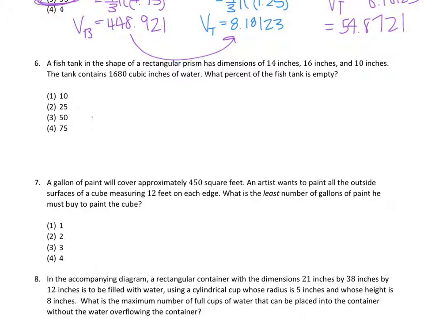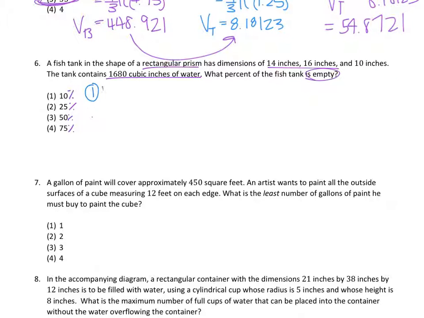Number 6 says a fish tank is in the shape of a rectangular prism and has the following dimensions: 14 by 16 by 10 inches. The tank currently contains 1,680 cubic inches of water. What percent of the fish tank is empty? So all of these numbers in our choices are actually percents: 10%, 25%, 50%, and 75%.